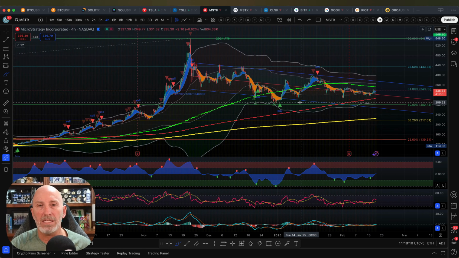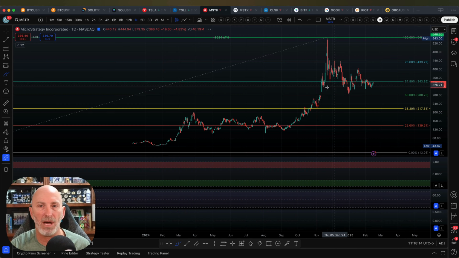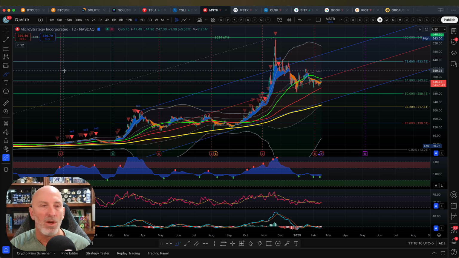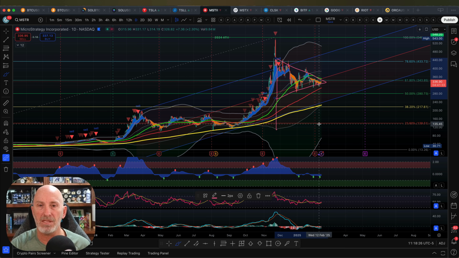What do I see happening with this? Well, this is a bit of a stretch, but I'm going to go ahead and throw this one out there. What I see a little bit of is a bull flag or bull pennant formation starting to form. This is on a daily.